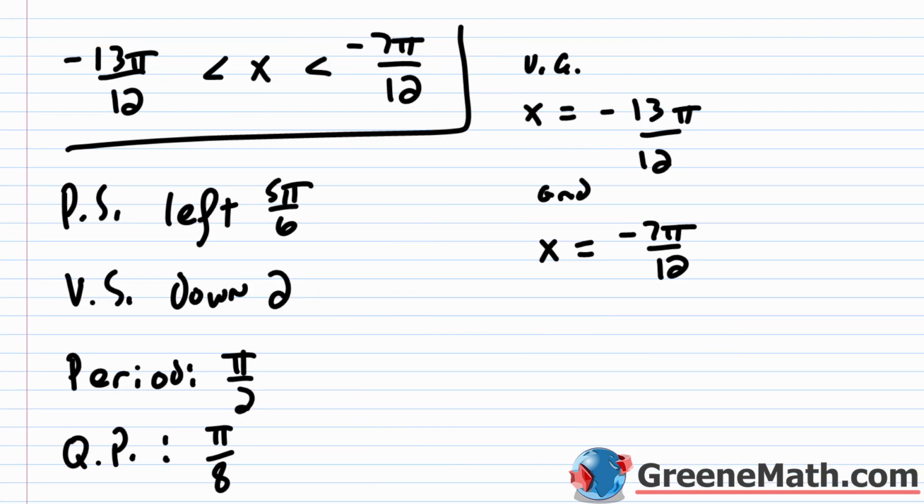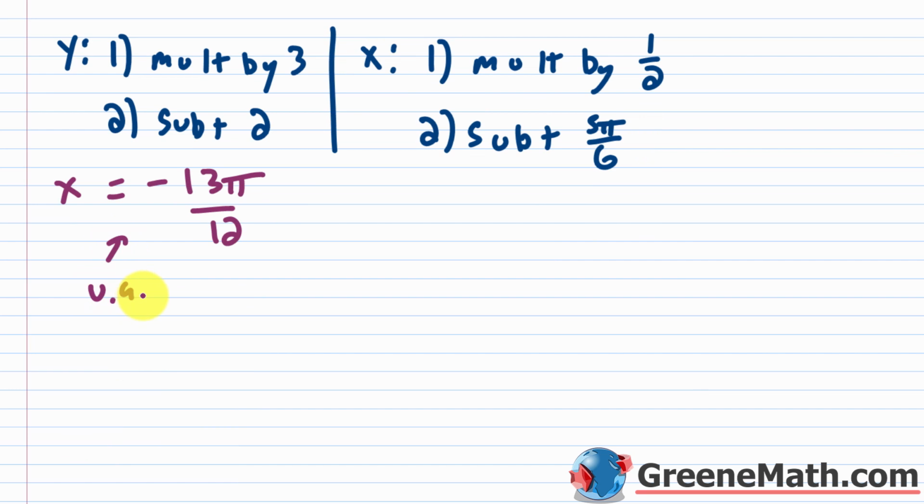Again, going back to what we previously looked at, the vertical asymptote, you get x equals negative 13 pi over 12. So the same thing. So that is a vertical asymptote. Then you'd have your quarter point, you'd have your halfway, and then your 3/4. Then we need our other vertical asymptote.